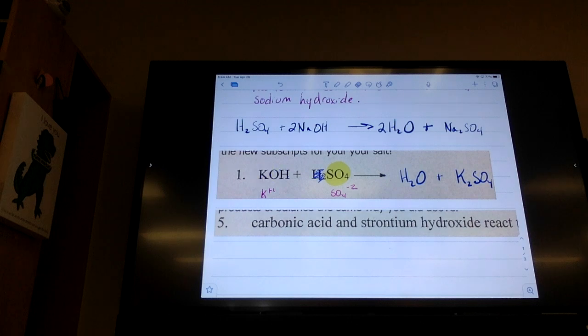Erase your scratch outs if you put them on there. And then balance it. I need 2 of these and 2 of those, and I'm good. Okay, stop me if I went too fast. You need me to back up and hit something. You need me to explain something. Yeah, the last part.